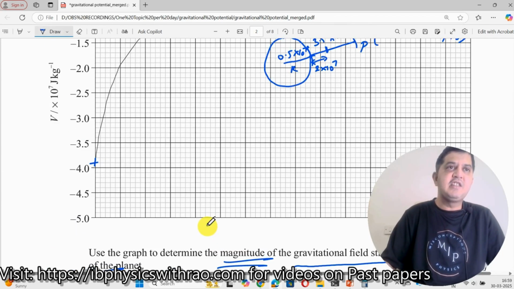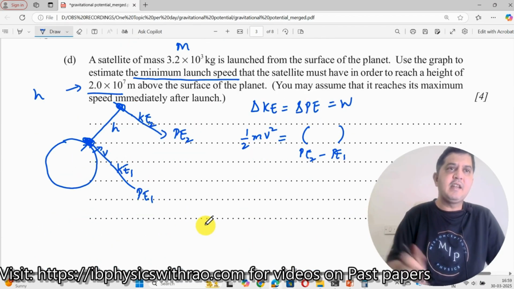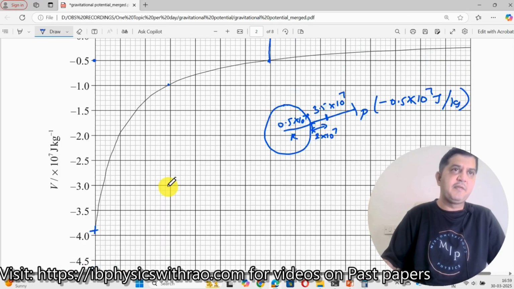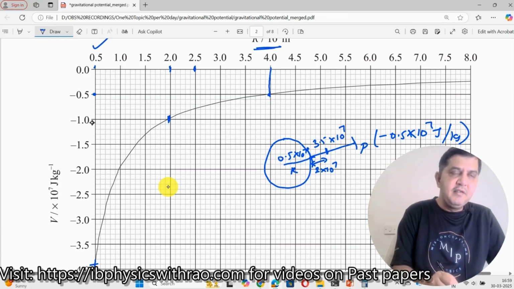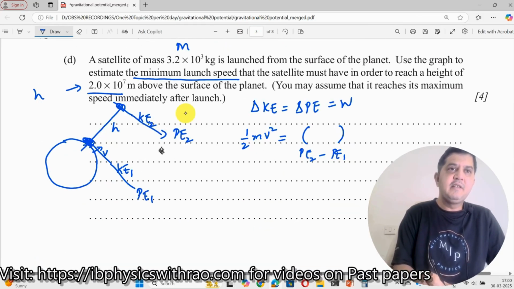Let me go back to the graph. At a height of 2 × 10^7, what is the potential? Let us find out here. At a height of 2 × 10^7, the potential is somewhere over here, which is going to be minus 1 × 10^7. Let me write it down. So at this point, the potential is minus 1 × 10^7.